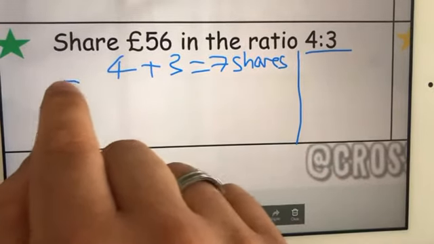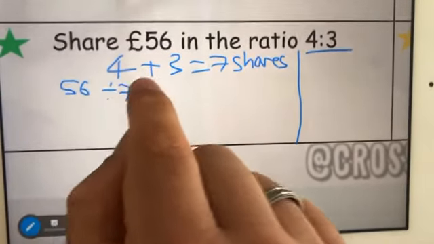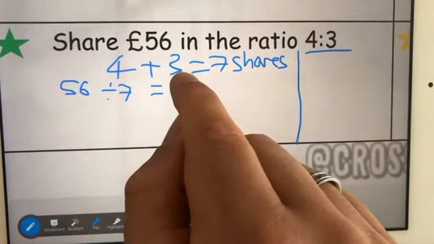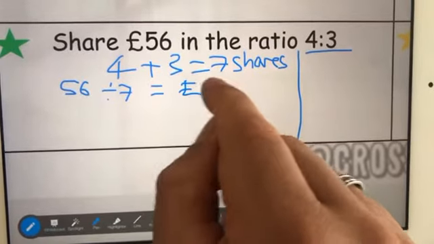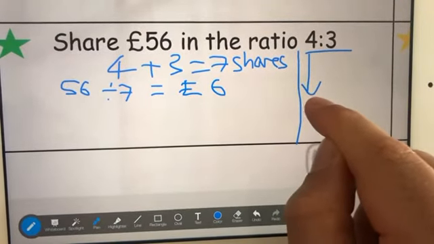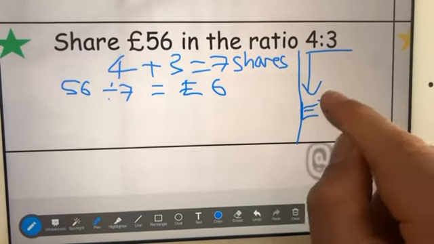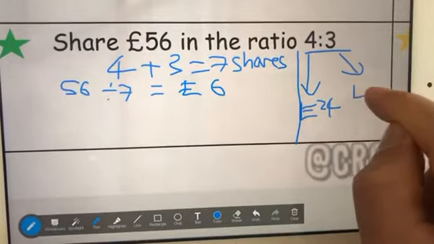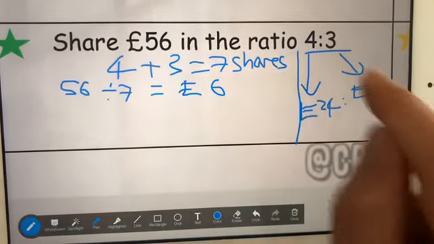I'm going to divide my amount of money by the amount of shares. So £56 divided by 7. Each share is worth £6. If each share is worth £6, one person's getting 4 sixes, which is 24. Another person's getting 3 sixes, which is 18.